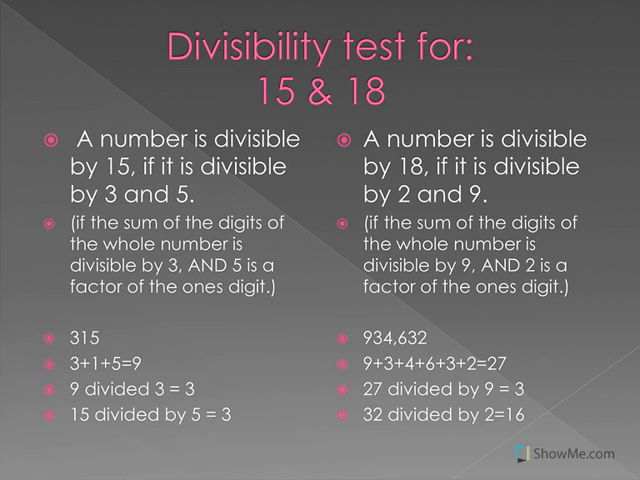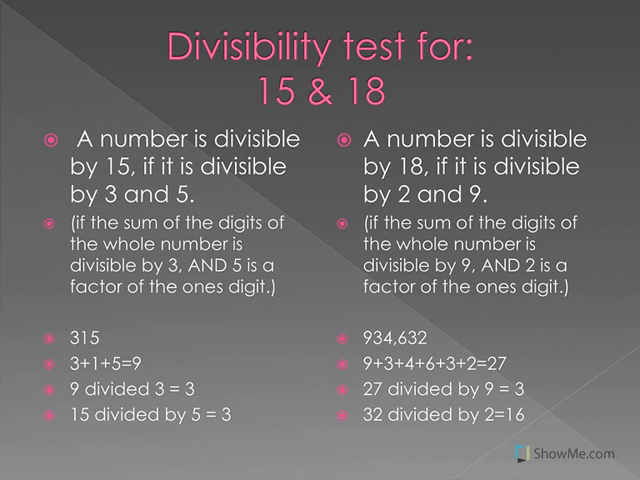In the divisibility test for 15 and 18, a number is divisible by 15 if it's divisible by 3 and 5. 315, if we add those together, 3 plus 1 plus 5, we get 9. 9 divided by 3 is 3. 15, which is the last two digits, divided by 5 is 3.